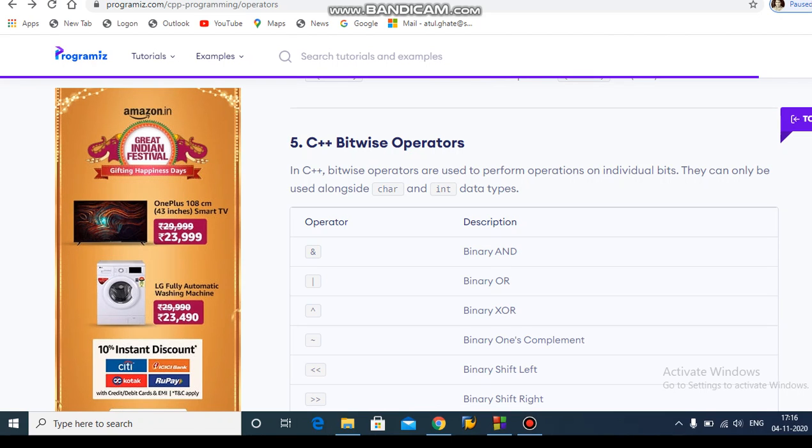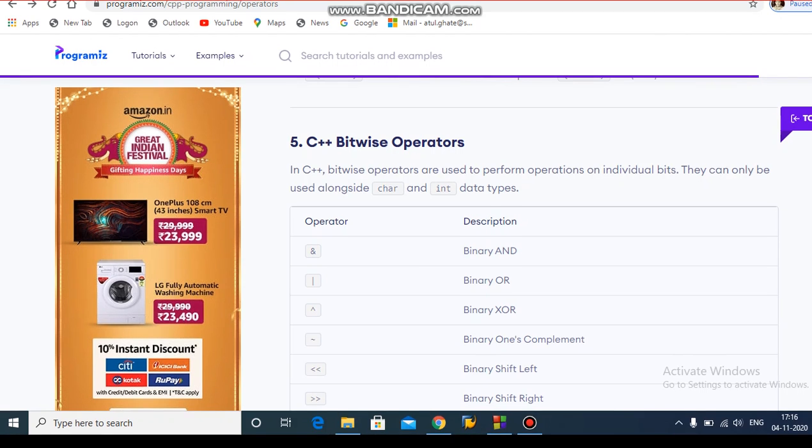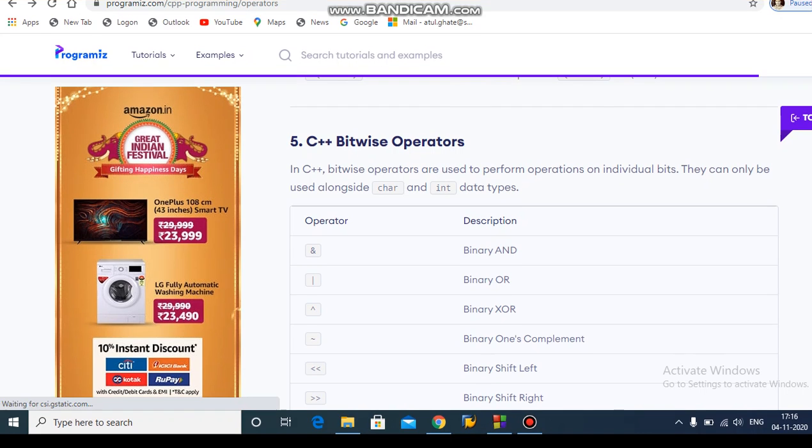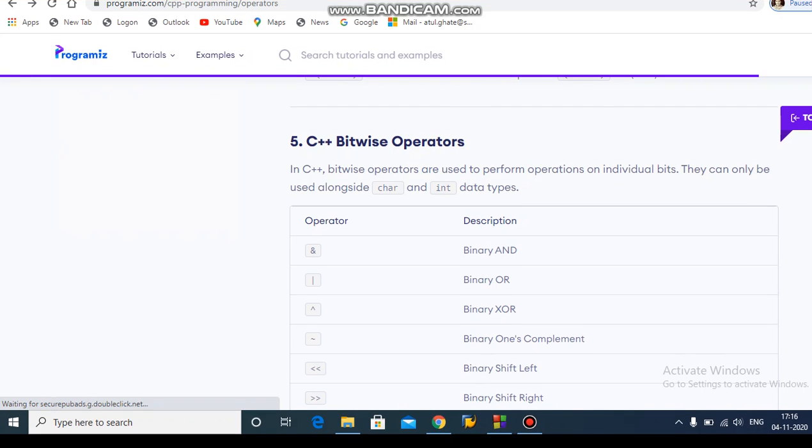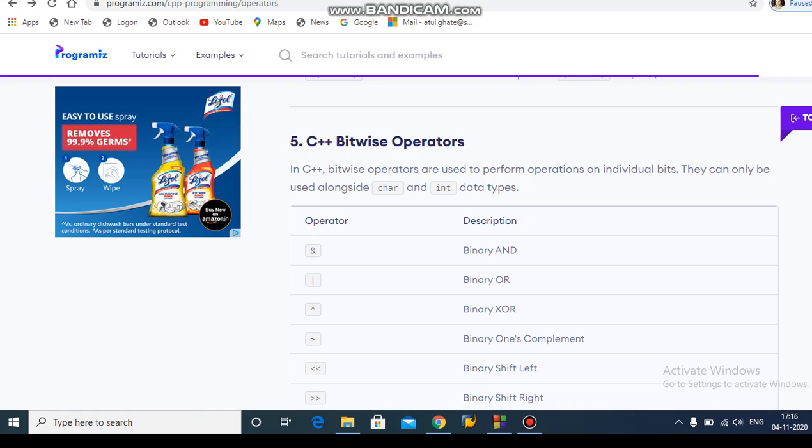Good afternoon, students. Today's topic is the bitwise operator. So what is meant by bitwise operator? First of all, in C++, bitwise operators are used to perform operations on individual bits. It means its calculation is different, it calculates bit by bit. Bits means 0, 0, 1, 0, 1.